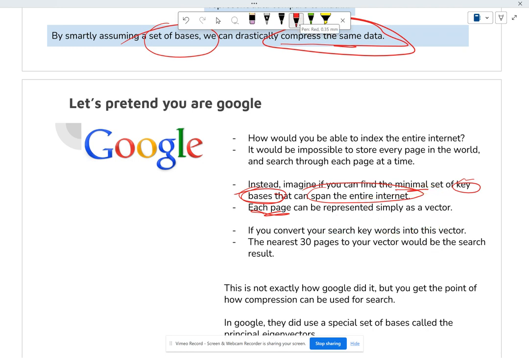Then basically you can say, okay, if this is your search term and these are the web pages that are close to you, you can essentially cut it off and say, these are the ones I want to show to my user, right? So like the nearest 30 pages to you.